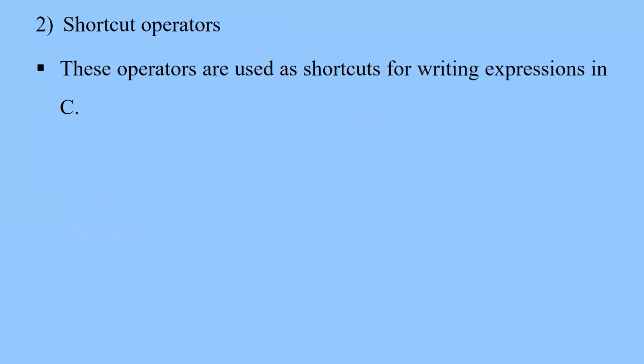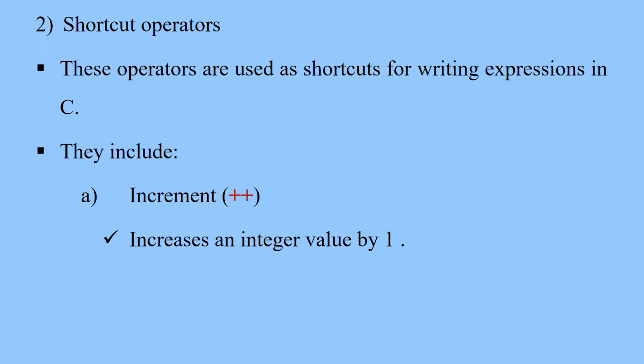Next is what we call the shortcut operators. These operators are used as shortcuts for writing expressions in C. They include increment. It increases an integer value by 1. For example, if you have x followed by the increment sign, that is what you can read as x plus plus. But we say x increment.